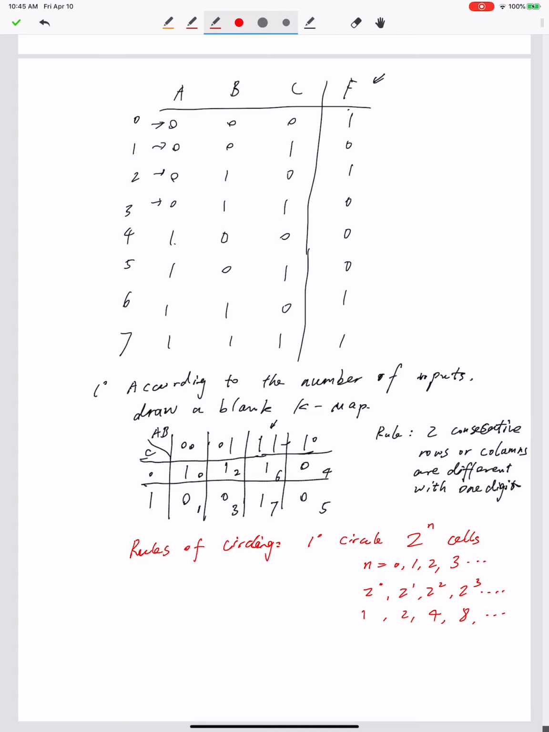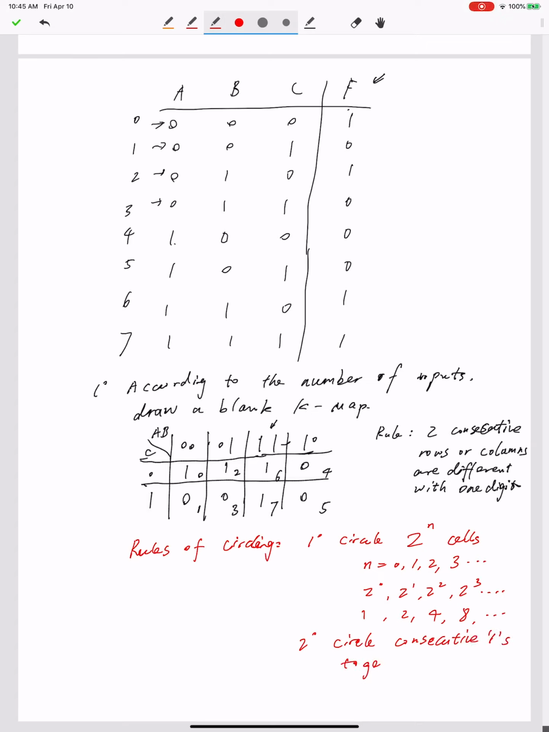Here, we have 4 cells labeled with 1. As you can see, we have 3 ones in the same row and a single one in the second row. But if you look vertically, cell 6 and cell 7 are also in the same column, right? So that's the first rule of circling. The second rule of circling is we circle consecutive ones together.